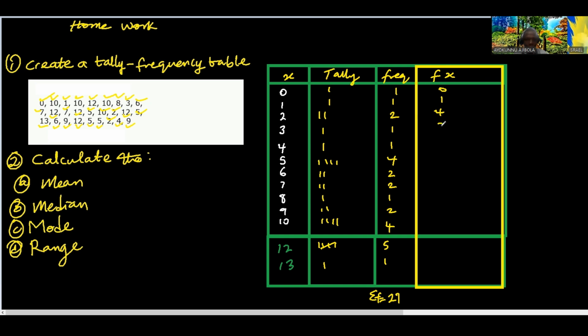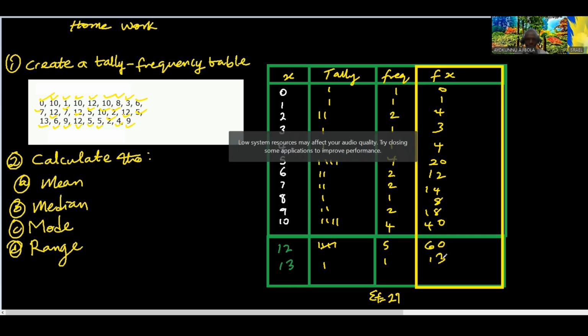3 times 1 is 3. 4 times 1 is 4. 5 times 4 is 20. 6 times 2 is 12. 7 times 2 is 14. 8 times 1 gives 8. 9 times 2 gives 18. And 10 times 4 gives 40. Then 12 times 5 gives 60, and 13 times 1 is 13.